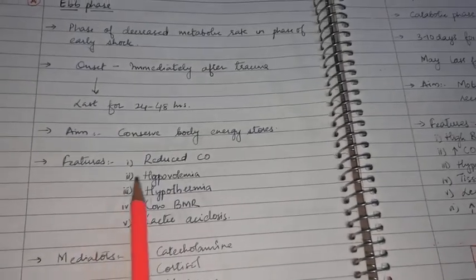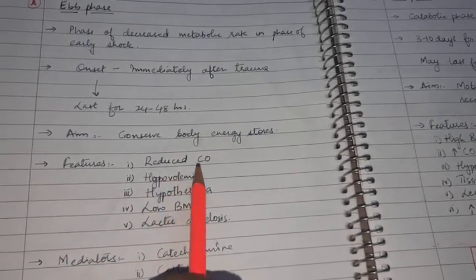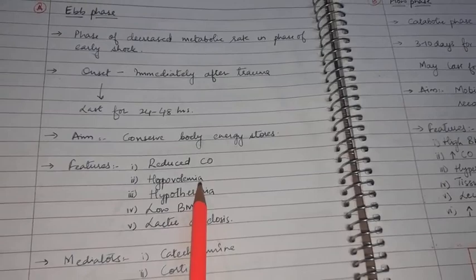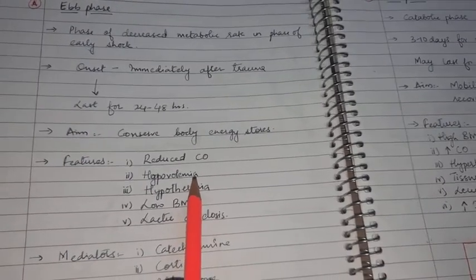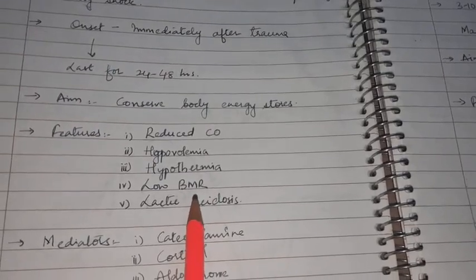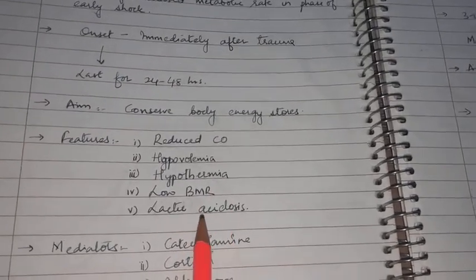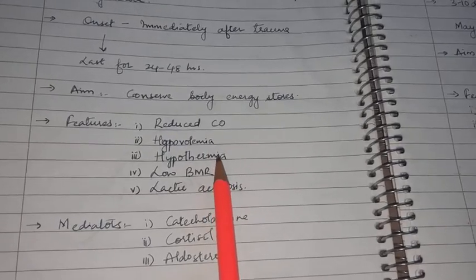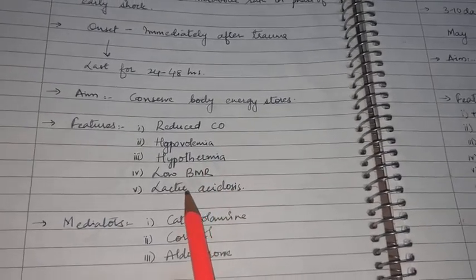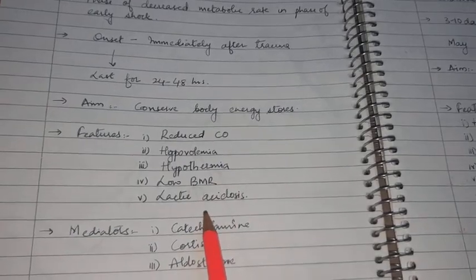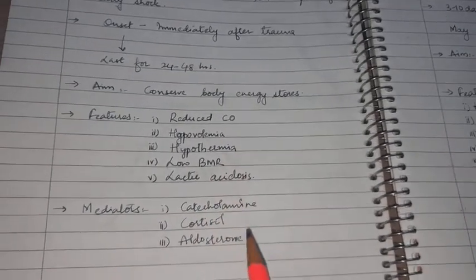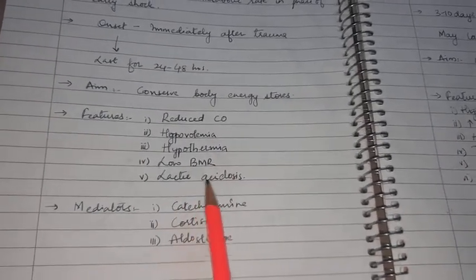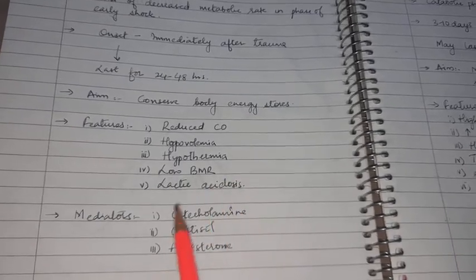Now, what are the features? There is reduced cardiac output. This reduced cardiac output causes hypovolemia. It also causes hypothermia and causes low basal metabolic rate and lactic acidosis. Since there is reduced cardiac output, there is decreased oxygenation, and decreased oxygenation promotes anaerobic metabolism, and lactic acidosis is the result of anaerobic metabolism. That is, pyruvate is converted to lactic acid in anaerobic metabolism.